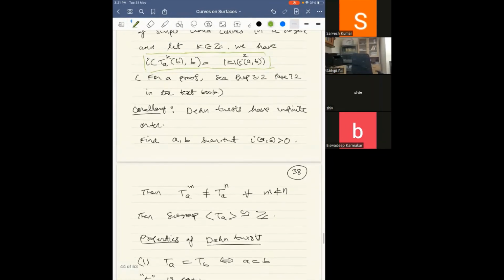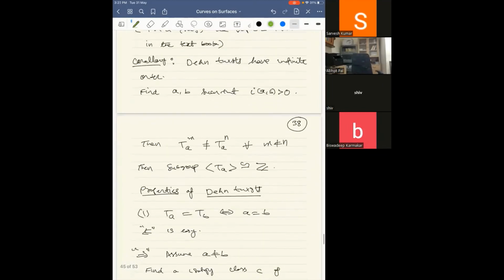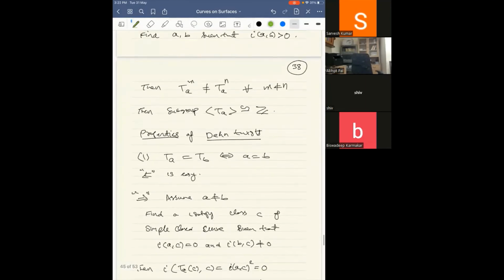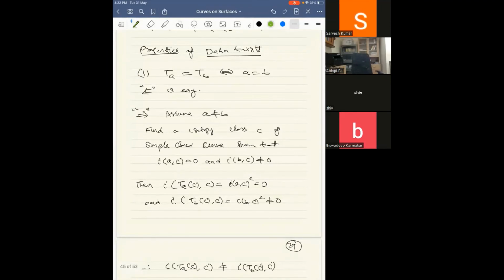You can choose a finite collection of curves in the surface such that taking Dehn twists around those curves will generate the mapping class group. So that will come later on. Okay, so let us look at some properties of Dehn twists.